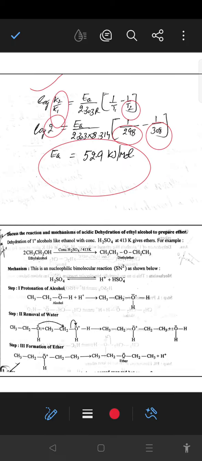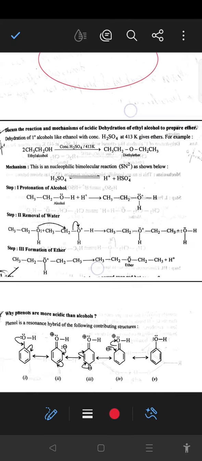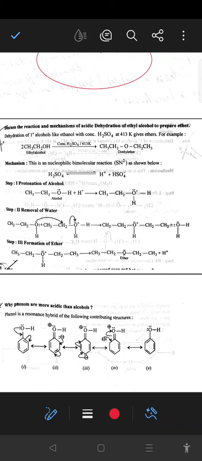ठीक है. Next है discuss the reaction and mechanism of acidic dehydration of ethyl alcohol to prepare the ether. So dehydration of primary alcohol like ethanol with concentrated sulfuric acid at 413 Kelvin. So at lower temperature, whenever we heat the alcohol, we know that it will form the ether. Ether formation is happening, diethyl ether. So this will follow the SN2 mechanism.